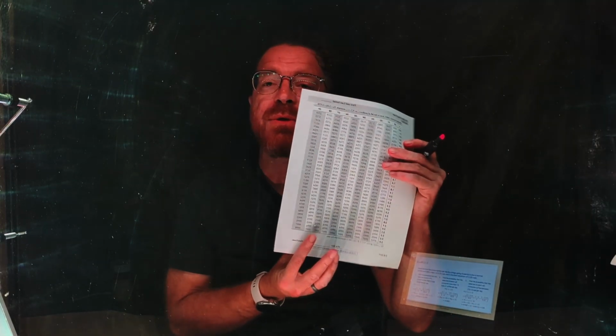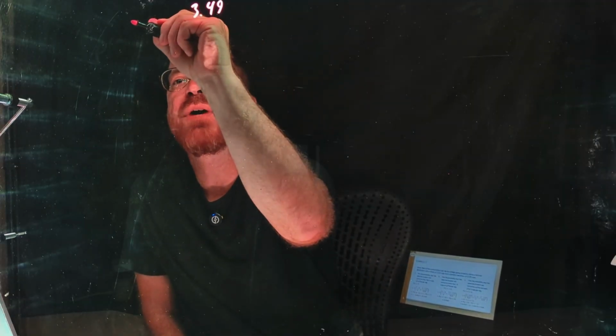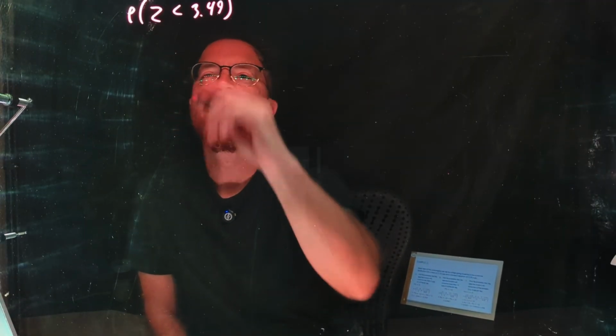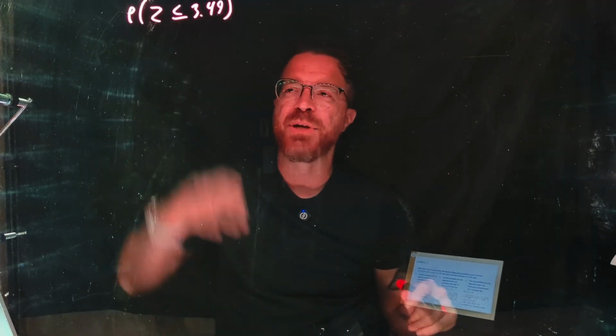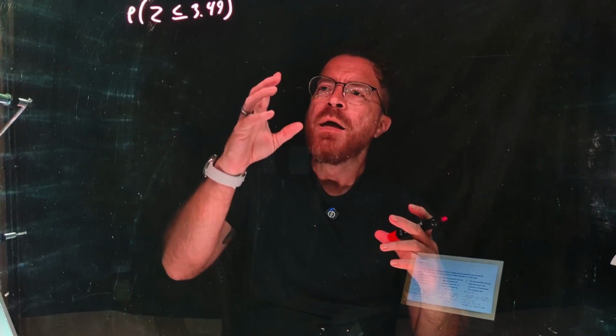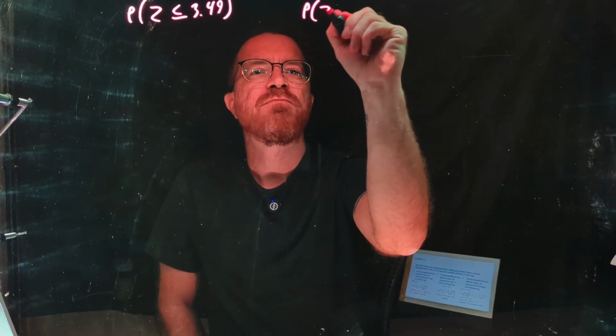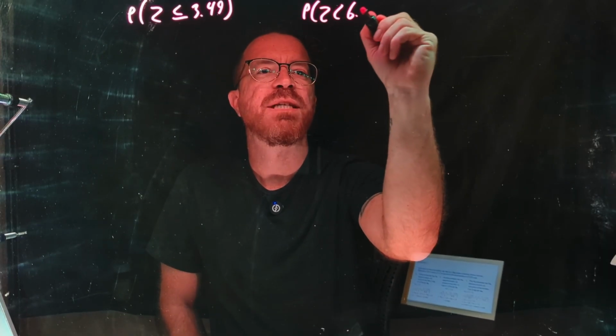There's one last thing I want to talk about before we move on from this topic, and that is, what do you do if you get a value that is beyond what's on this table? You'll notice that this table only goes up to 3.49, meaning using this table, you can only find probabilities for z less than or equal to 3.49. I'm going to put equals to because it can be equal to 3.49. So what do you do if you get a value that's beyond that? Let's say you get the probability z is less than 6.22.